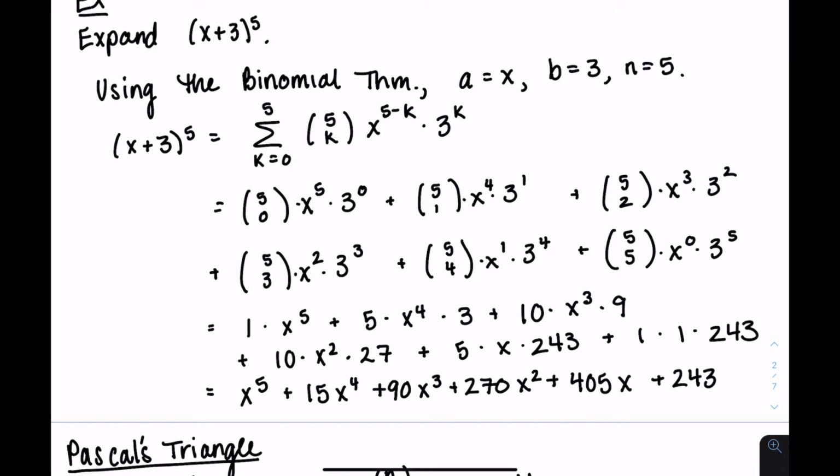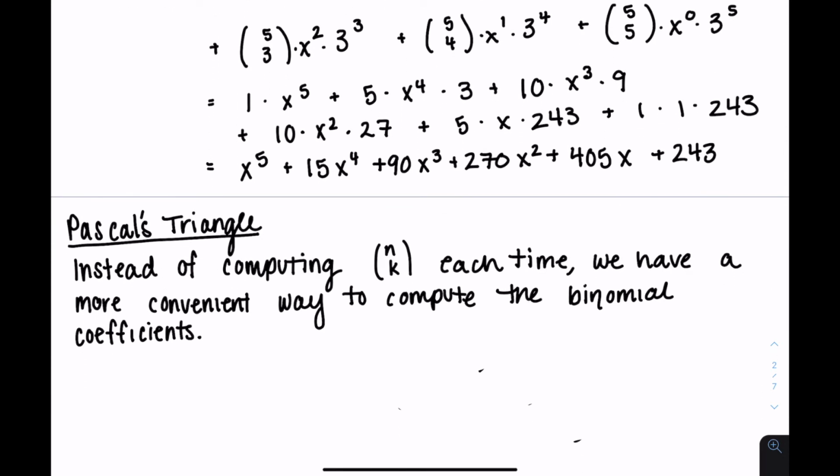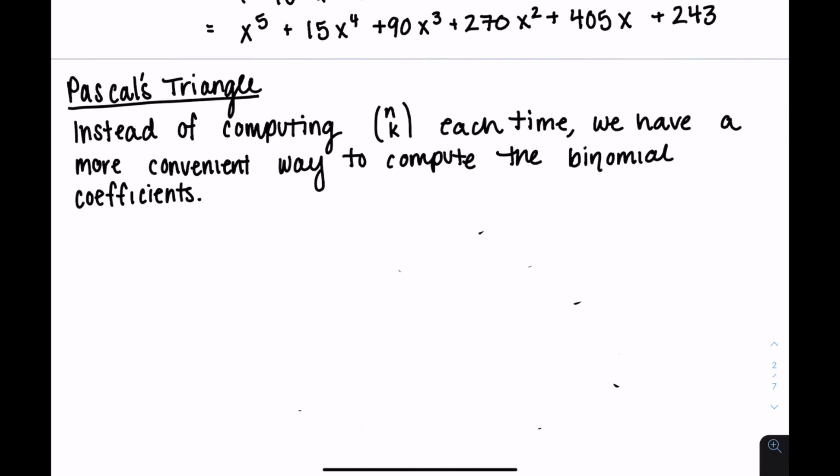Now these coefficients can be a little bit tedious, and they're going to be hard to go through every single time. If I want to do (x plus 3) to the 7th power, I'm going to have to calculate a whole bunch of new coefficients. So there's another way we can go through that, which is called Pascal's triangle. Instead of computing this n choose k each time, we have a more convenient way to compute the binomial coefficients.